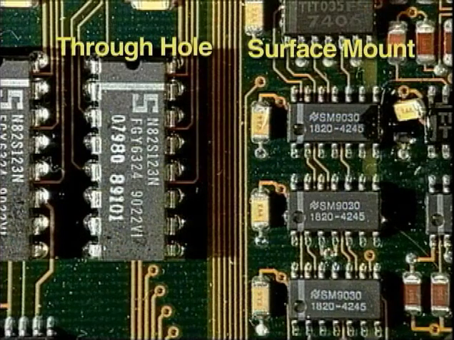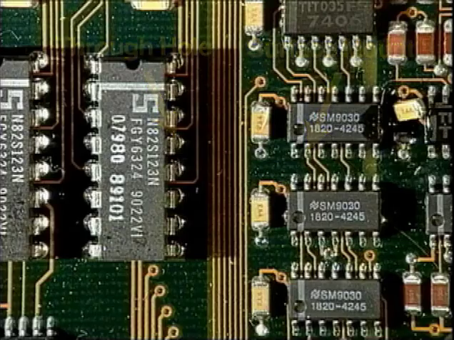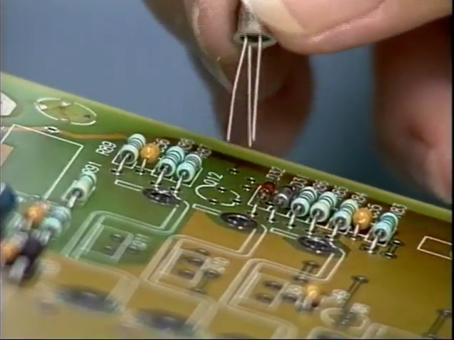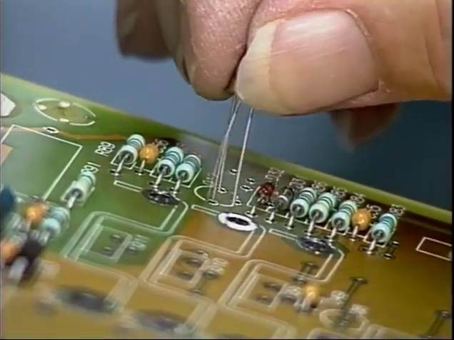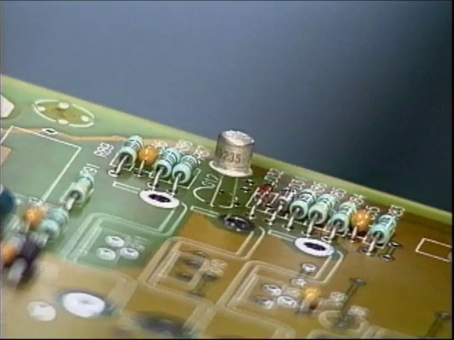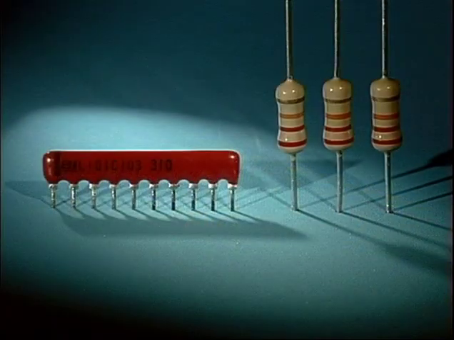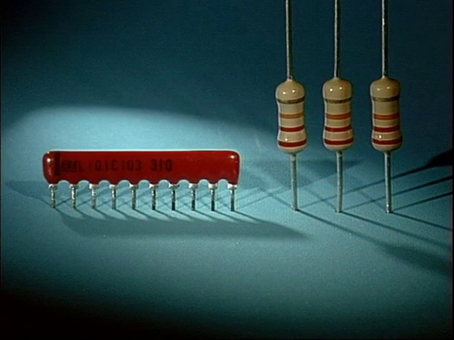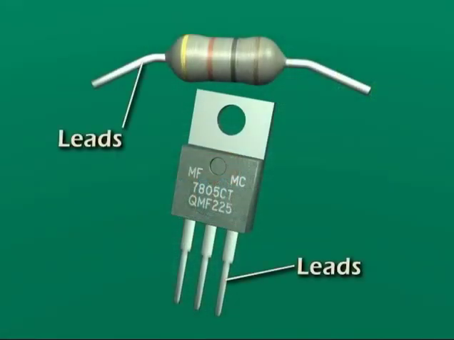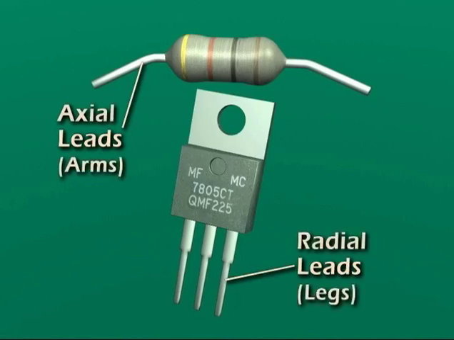This video training program will examine the various types of through-hole and surface mount components you'll be encountering. Through-hole components have leads that are designed to be inserted through mounting holes in the circuit board. Leads are rigid metal wires that extend out from the component. Through-hole components may have axial leads, also referred to as arms, or radial leads, also called legs.